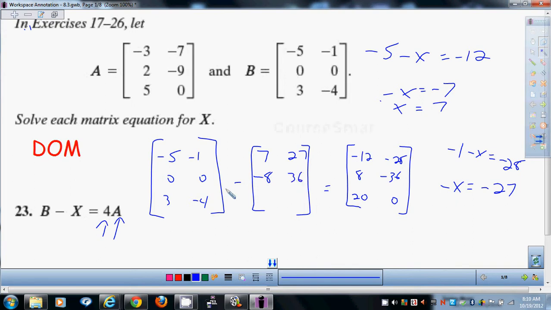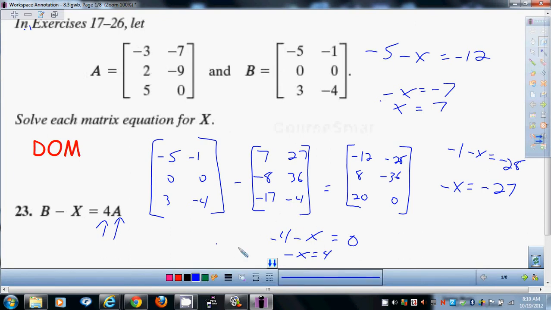3 minus what's going to give you 20? Negative 17. Very good. And negative 4 minus what's going to give you 0? Add the 4, divide by the negative 1, and you get negative 4. And there's the DOM. In my opinion, that's the most complicated thing we're going to do today.